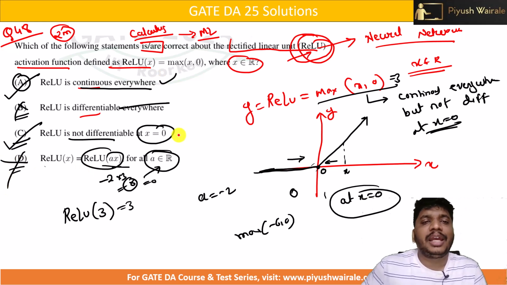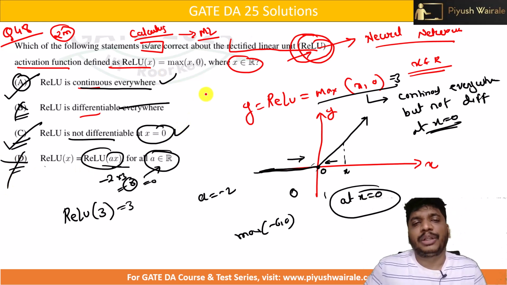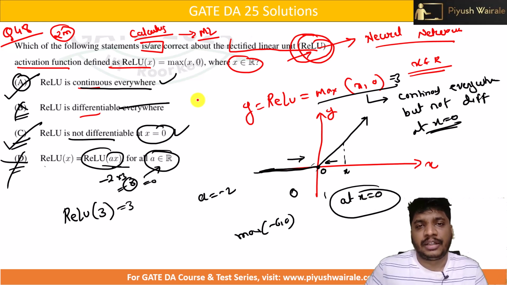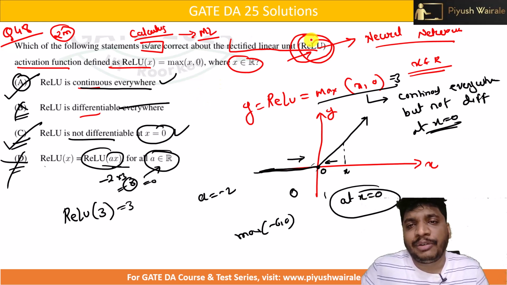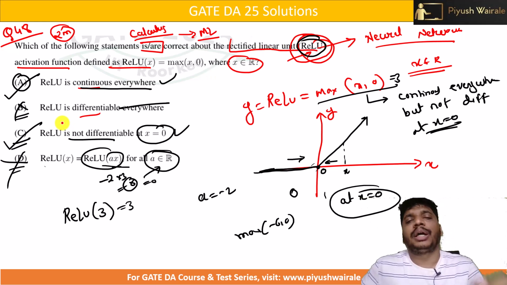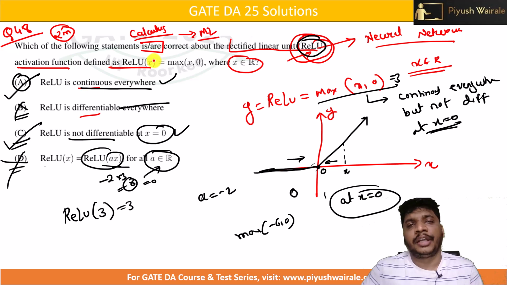So only options A and C are correct here. Simple question for 2 marks, nothing in that. Even if you don't know about this ReLU function, you can still answer this question based on the calculus concepts of continuity and differentiability.